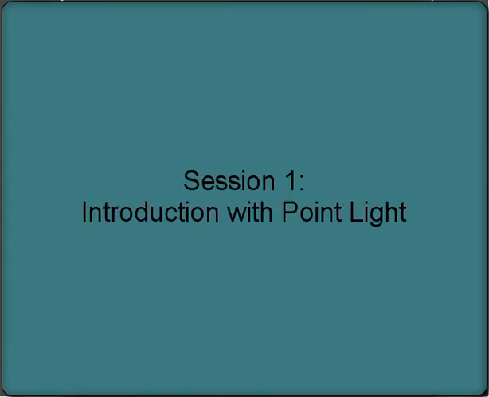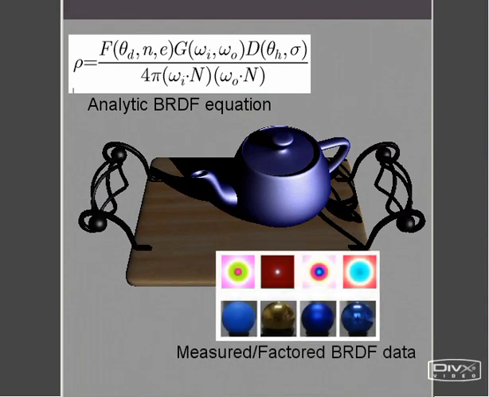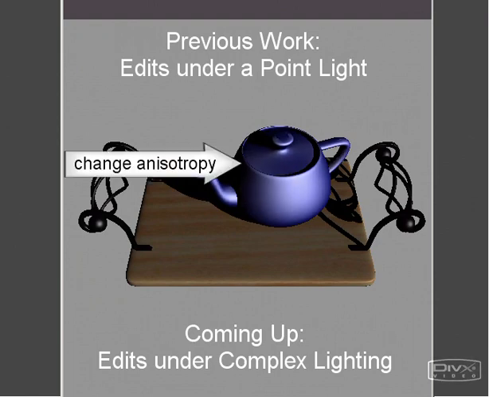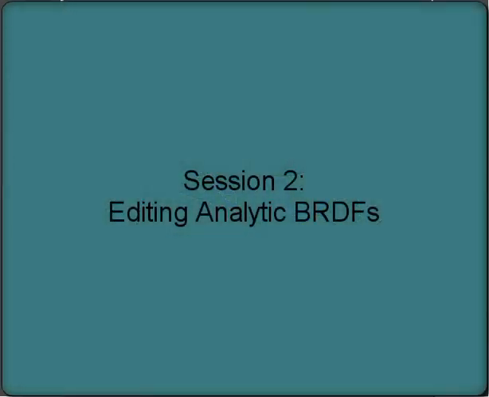BRDFs can be represented as a set of input values to an analytic equation or as a set of tabulated data that has been captured from real-world objects. Users can adjust parameter values of analytic BRDFs to change the anisotropic highlight on this teapot or the shininess of the handles. Previous methods only enable such real-time edits for simple lighting or without cast shadows.